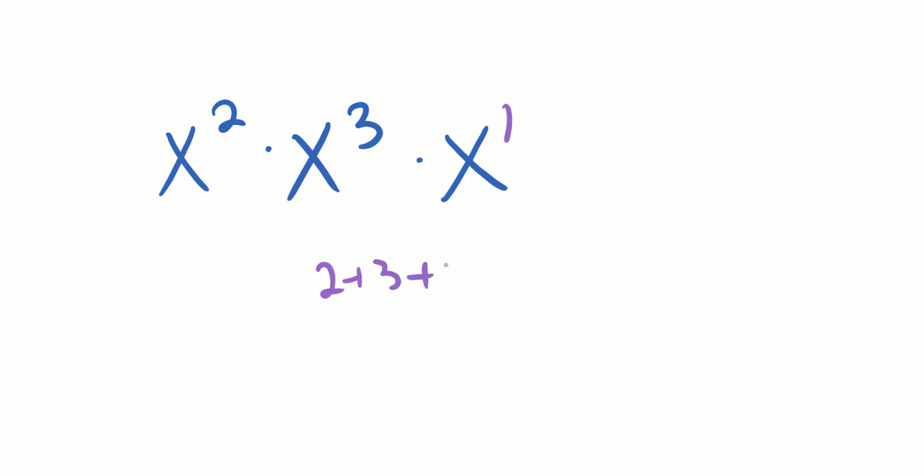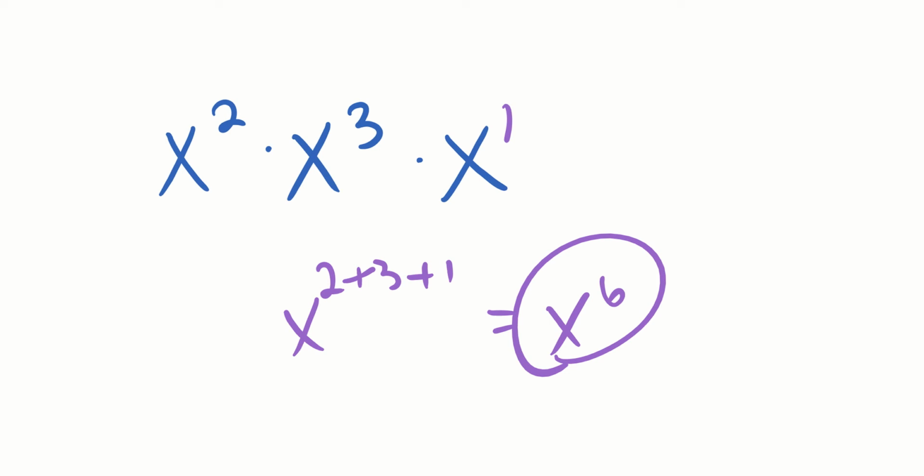If I have x squared times x to the 3rd times x, I have to remember there's a 1 there according to our identity property. So I'm going to add 2 plus 3 plus 1. So my exponent is going to become x to the 6th.